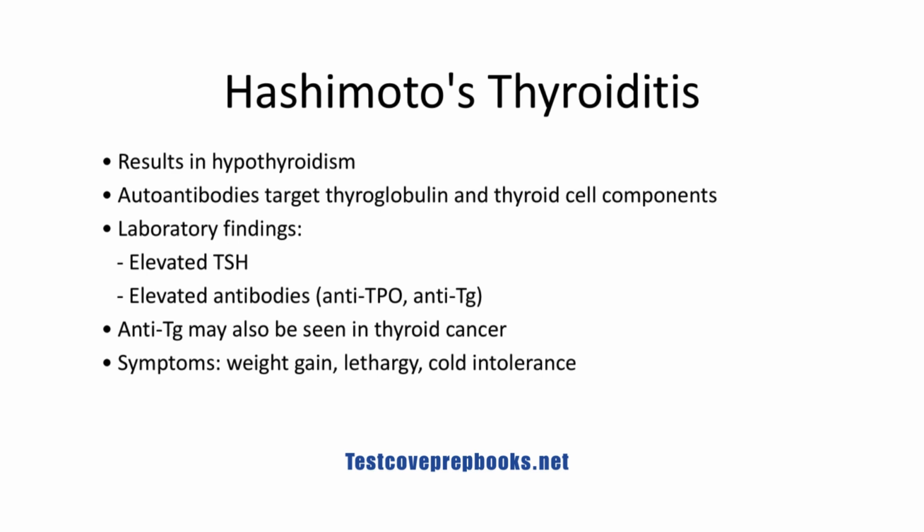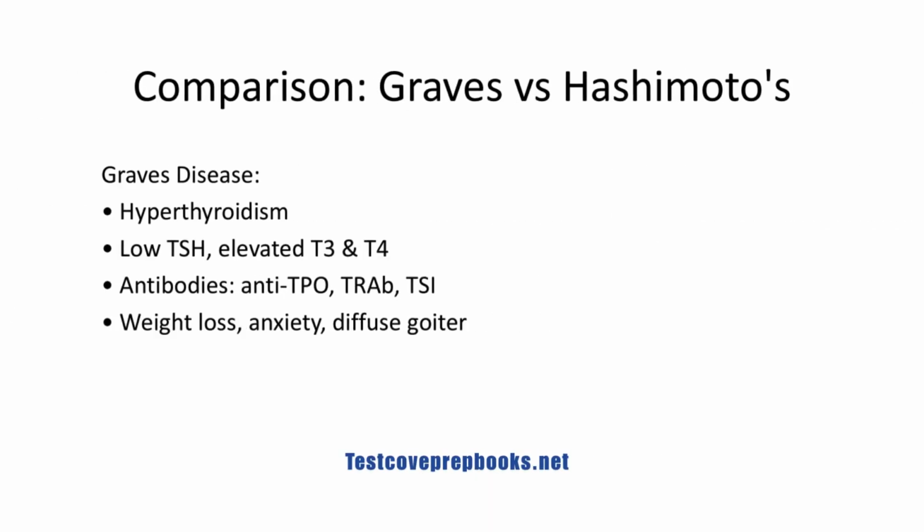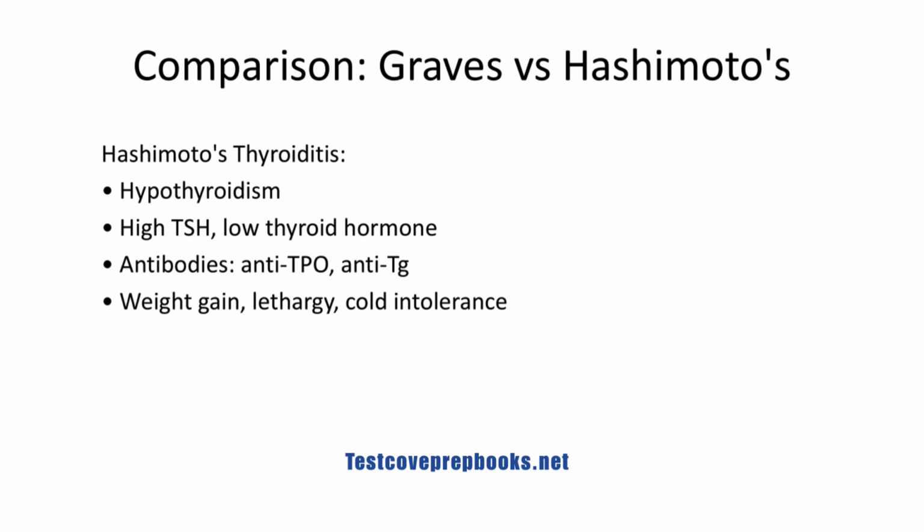Anti-TG may also be seen in thyroid cancer. The main symptoms of Hashimoto's thyroiditis are weight gain, lethargy, and intolerance to cold. In summary, Graves' disease leads to hyperthyroidism with low TSH and excessive thyroid hormone production, while Hashimoto's thyroiditis leads to hypothyroidism with high TSH and inadequate thyroid hormone levels. Both conditions are strongly associated with elevated thyroid antibodies.